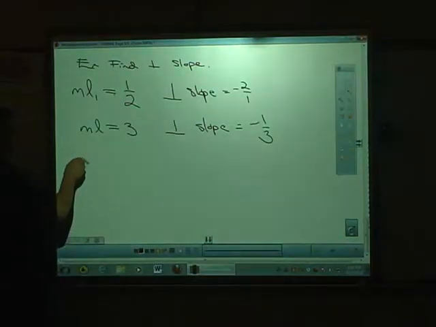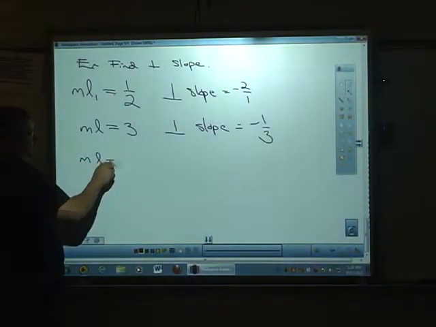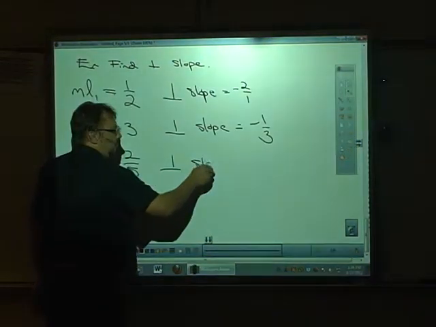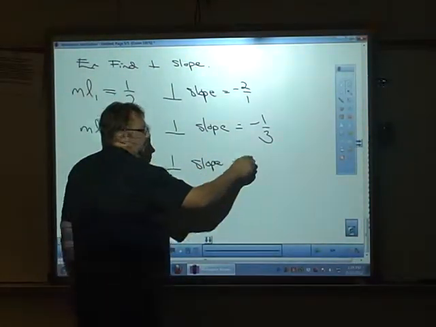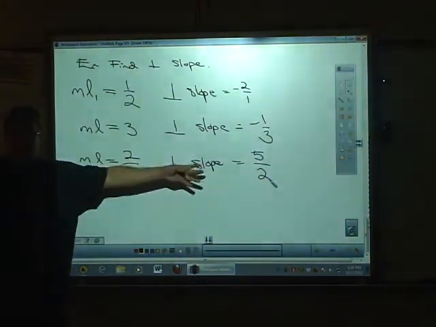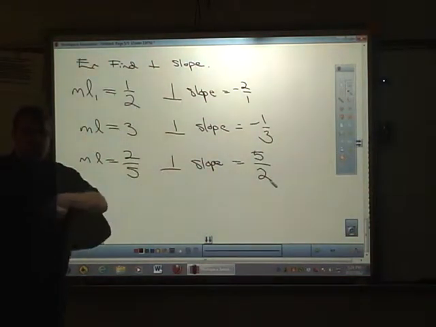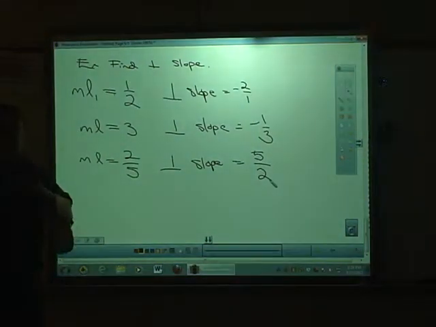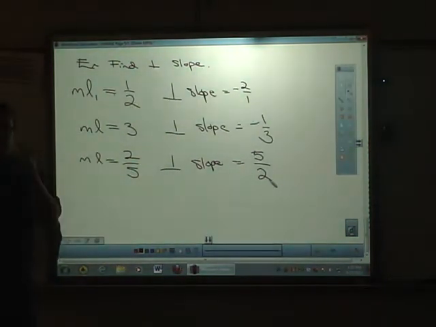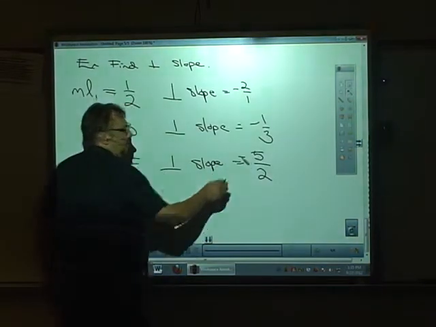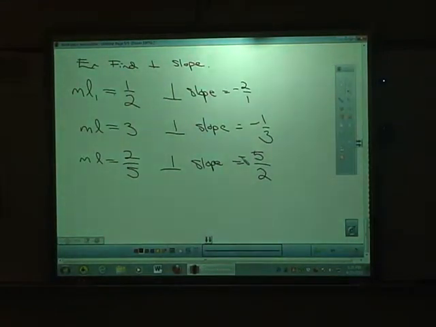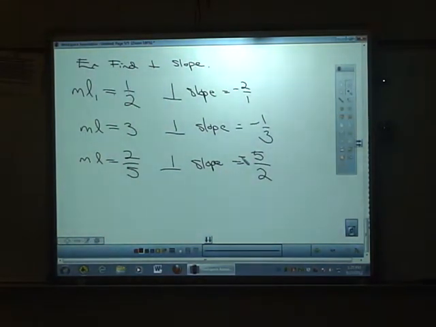What if I had a slope of 2/5? Then the perpendicular slope would have to be equal to 5/2. Because this times that would give you -1. Wait, what? Wait a second. 2/5 and 5/2 equal 1. I would have to have a negative slope here. So it would have to be -5/2 to get me -1. Just be careful. It's not difficult, but just be careful.